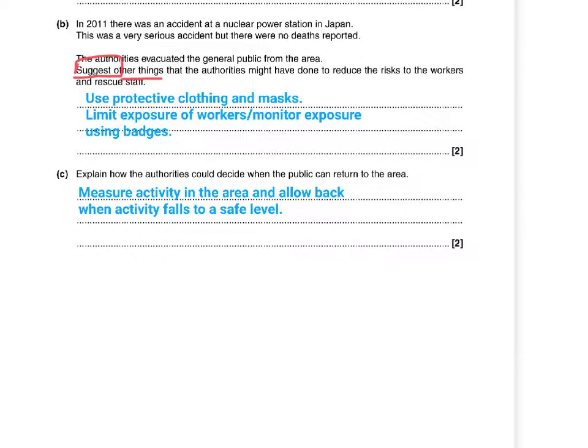So scrolling on down to the last bit, explain how the authorities could decide when the public can return to the area. So again, we've got to explain. Well, pretty obviously you'd have to measure the activity in the area, because otherwise how are you going to be able to make a decision? So we've got to measure the activity in the area, and then of course when it's fallen to a safe level we can allow people to move back. And those safe levels are quite clearly described. It's not necessarily background radiation, but it could be a little bit above that, because our bodies can cope with certain levels of radiation.